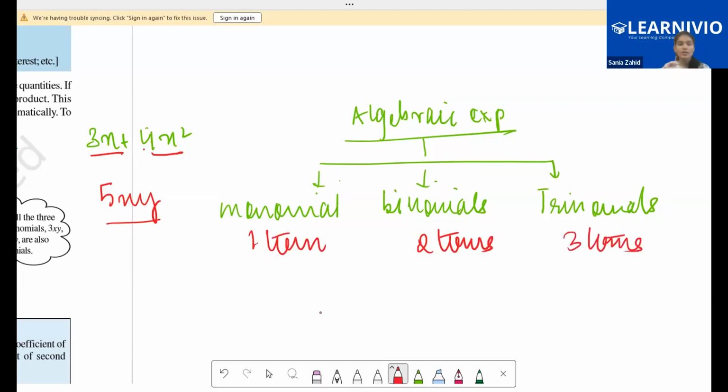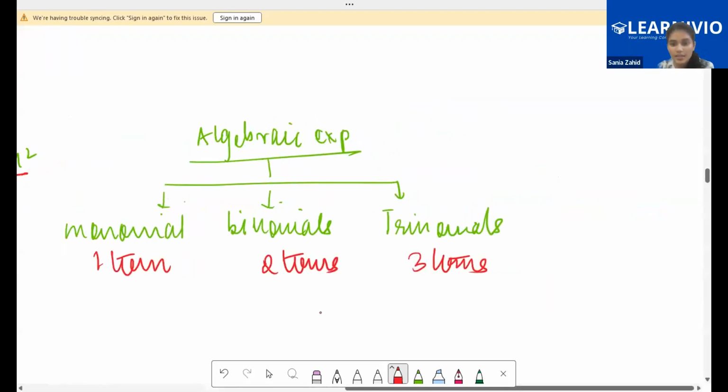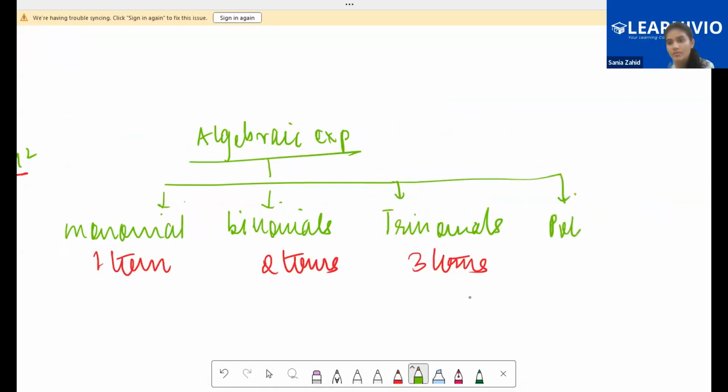So any algebraic expression having one term is a monomial, two terms is a binomial, three terms is a trinomial, and more than three terms is a polynomial. Like it is having 4 terms, 5 terms, 6 terms. That's a polynomial. I hope you'll understand this. Yes. Polynomials. Right.